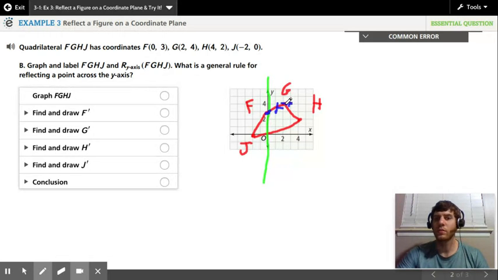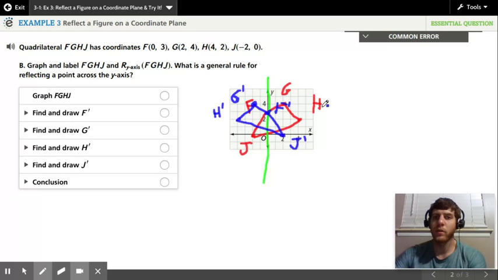Okay, G is 2 units to the right of the y-axis. So if we reflect it over, it's going to end up 2 units to the left. So G prime is going to be over here, 2 units to the left. H is 4 units to the right, so H prime is going to be 4 units to the left. And then J here is 2 units to the right, so we're going to go 2 units to the left. So J prime will be over here. Then you connect your points, and there's your reflection. If you fold it in half, all those points are going to line up on top of each other.